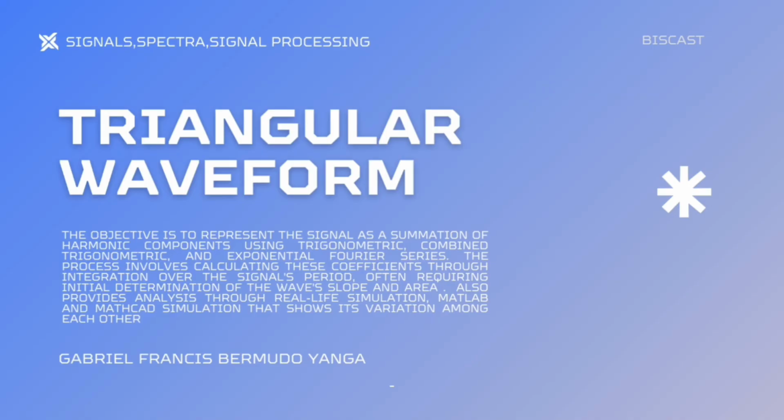series. The process involves calculating these coefficients through integration over the signal's period, often requiring initial determination of the wave's slope and area. Also provides analysis through real-life simulation, MATLAB and MathCAD, which shows its variation among each other.